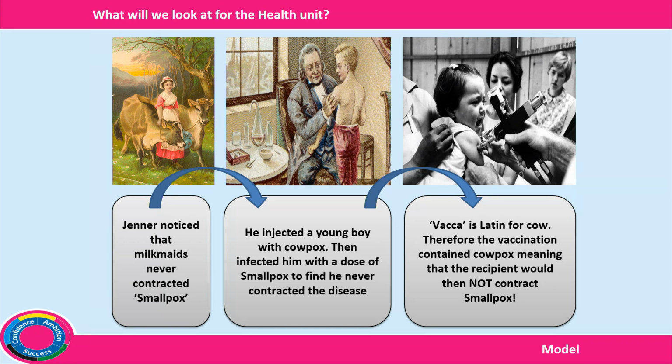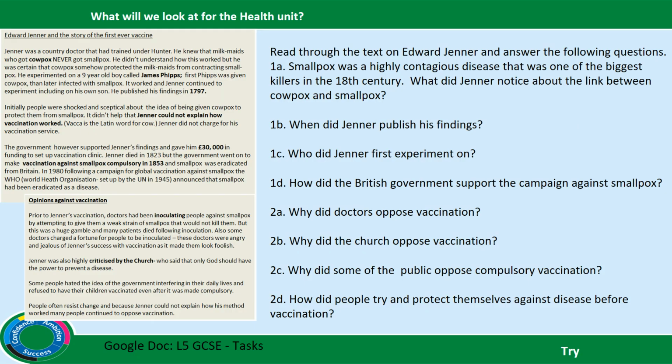So to help you a little bit more with what we're going to do, you're going to read about this story in a little bit more detail. So on the same Google Doc as earlier, read through the text and then answer the questions in 4 sentences. So you'll have some questions. Questions 1A to 1D are all about the first part of the text, called Edward Jenner and the story of the first ever vaccine. And questions 2A to 2D are about opinions against vaccination.